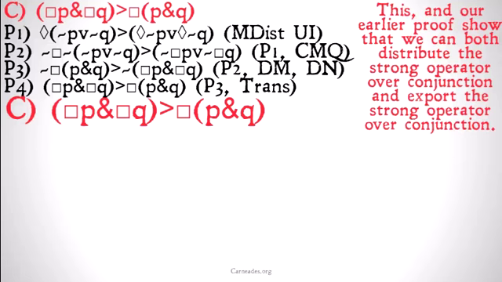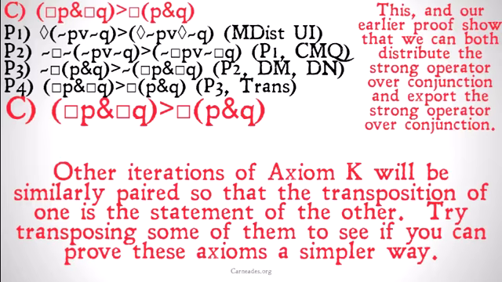And that'll apply for any of the strong operators that include both Axiom K and the necessitation rule. Other iterations of Axiom K will be similarly paired so that the transposition of one is the statement of the other. Go ahead, try transposing some of them and see if you can prove some of these axioms in a simpler way. Not all of them are going to work that way, and you might prove something interesting that's not one of the axioms we're looking at here, or one of the propositions we're looking at here.